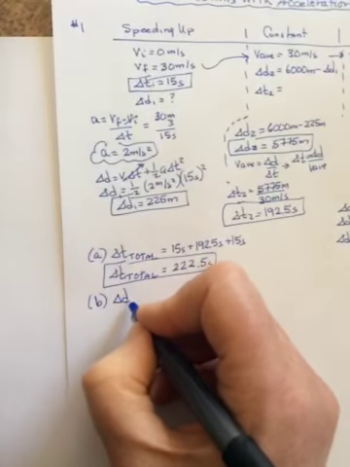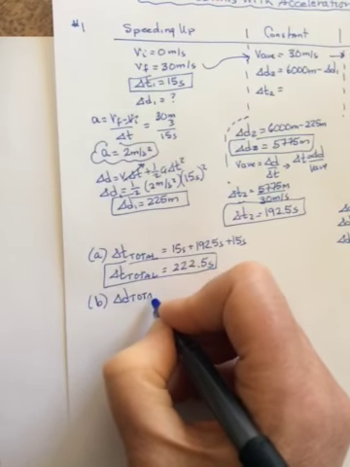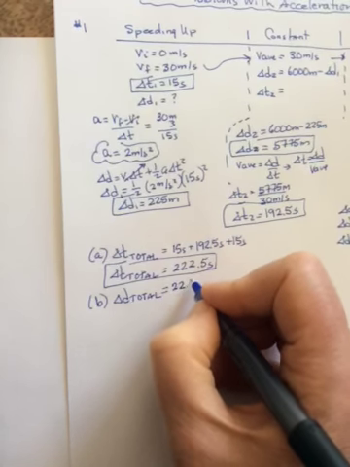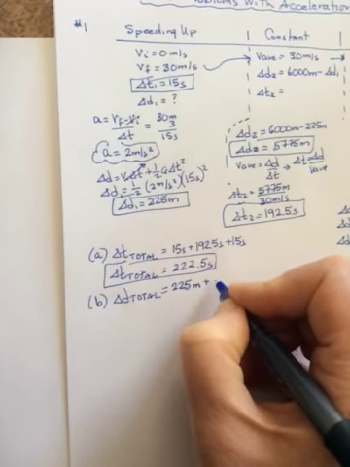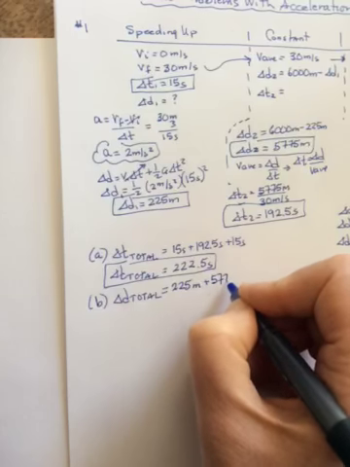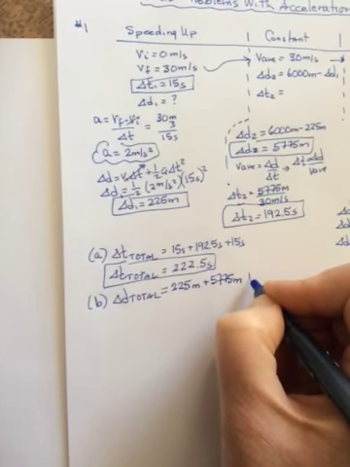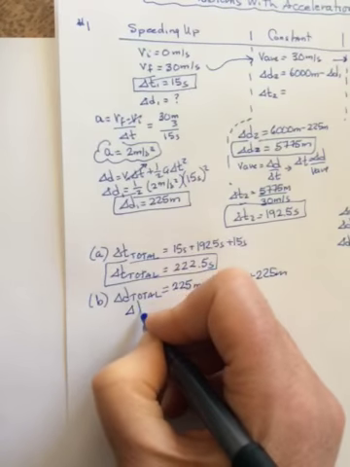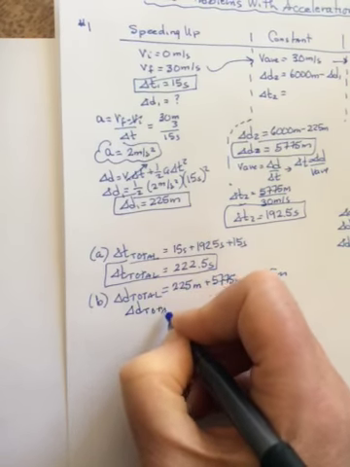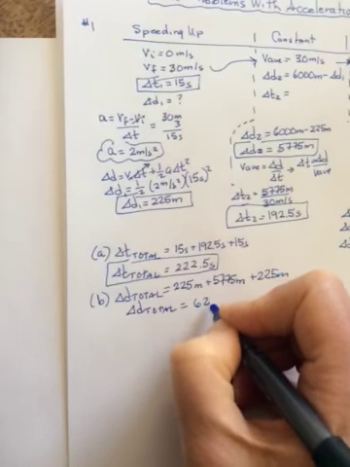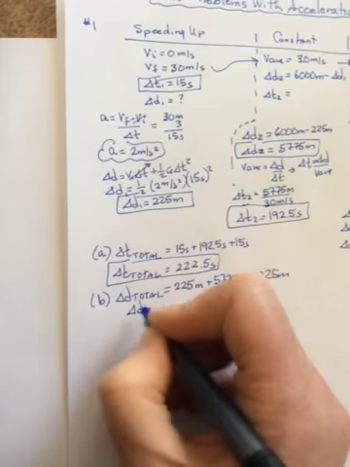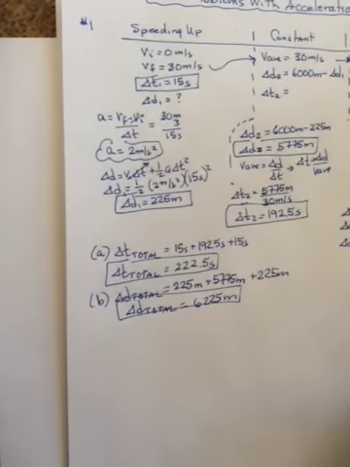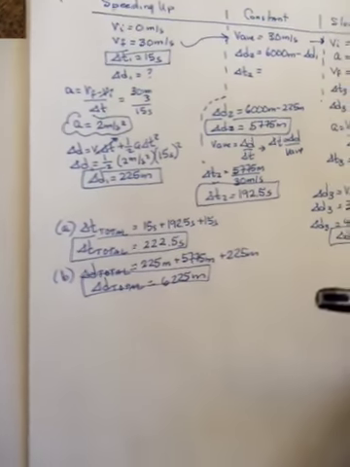Part B wants to know how far did it go? So delta D total. So we have D1 and we have D2 and we have D3. So 225 meters plus 5775 meters plus 225 meters. So delta D total is equal to 6225 meters. It's done. Number 3, how far did it go while traveling at constant speed?